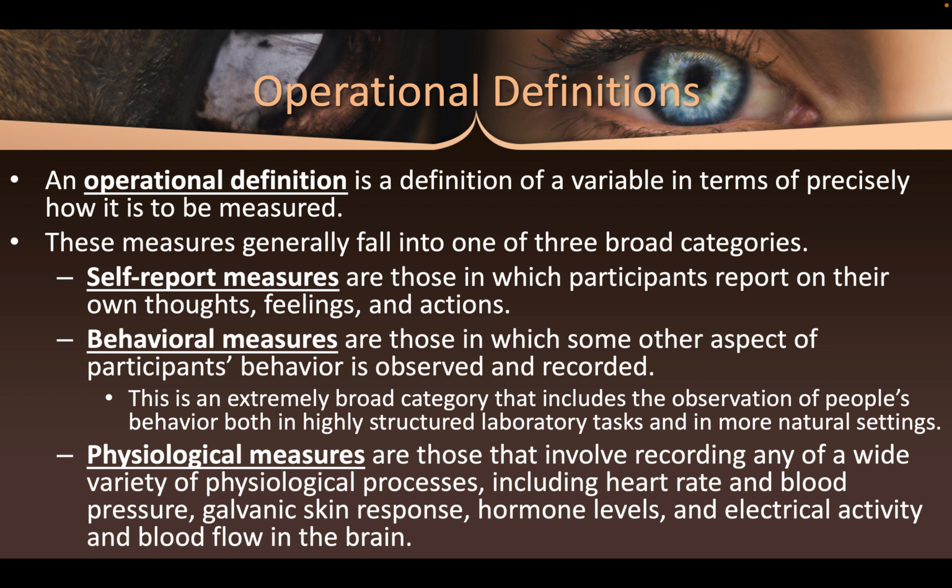This is an extremely broad category that includes the observation of people's behavior both in highly structured laboratory tasks and in more natural settings. Physiological measures are those that involve recordings of any of a wide variety of physiological processes, including heart rate and blood pressure, galvanic skin response, hormone levels, and electrical activity and blood flow in the brain.